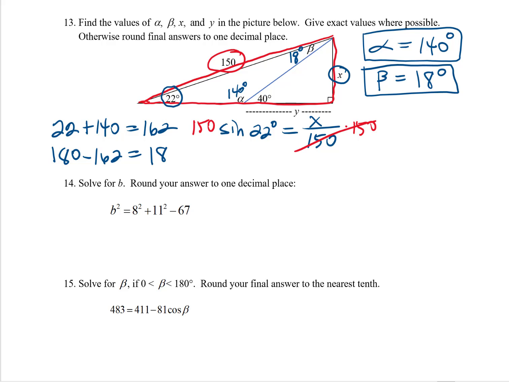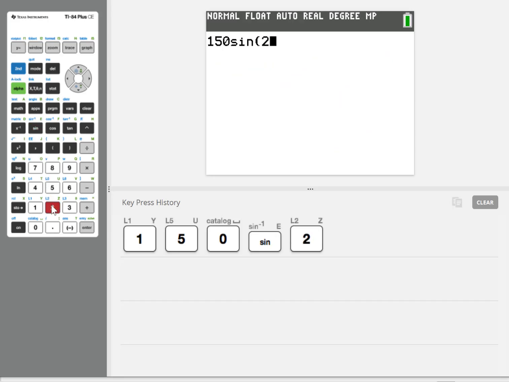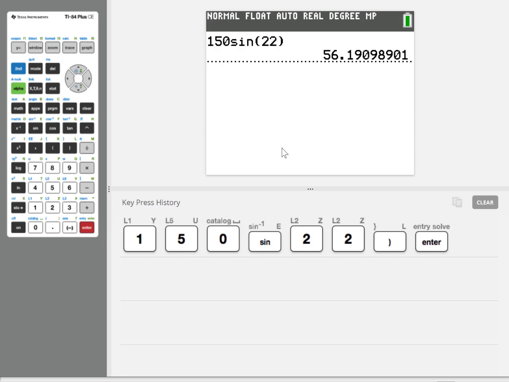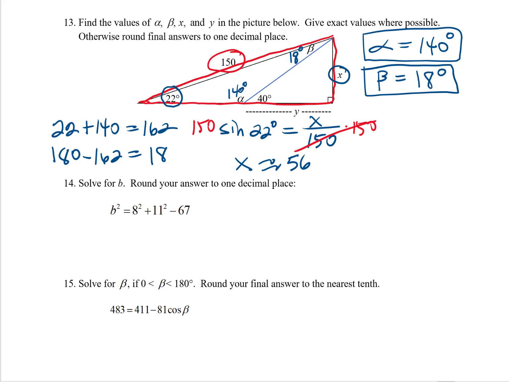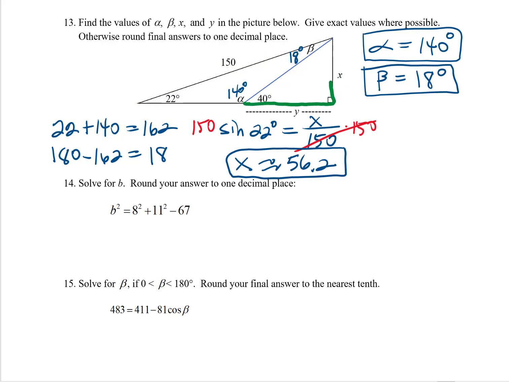I'll go to the calculator and type in 150 times sine 22. So 150 times sine 22 comes out to be 56.2. X then is around 56.2 units. The last thing I want to find is y. Y is part of this green triangle. This is another right triangle. I know the 40 degrees.